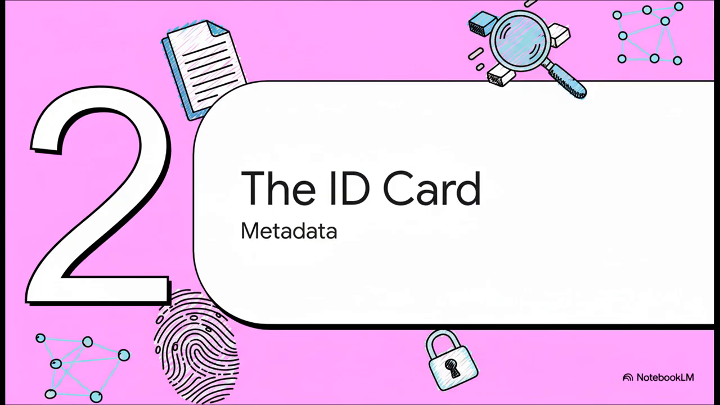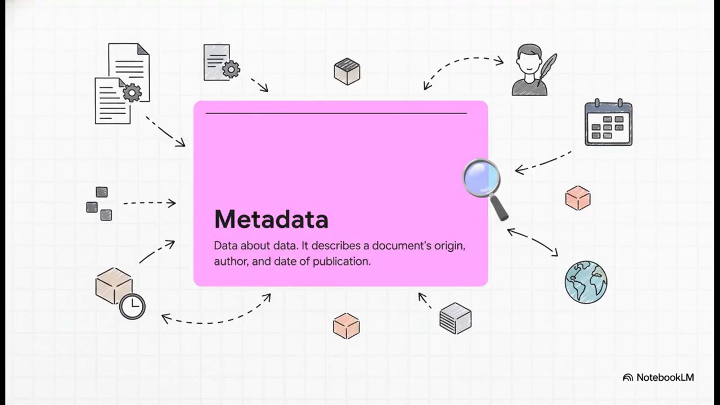If markup is the blueprint for the house, then every document also carries around a kind of digital ID card. And we call this metadata. Metadata is pretty much exactly what it sounds like. It's data about the data. It's all the information that isn't part of the main content but describes it. Things like who the author is, when it was published, even what language it's written in.